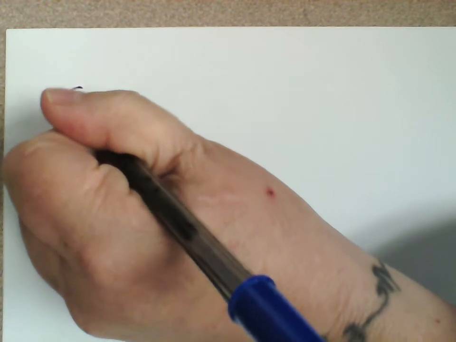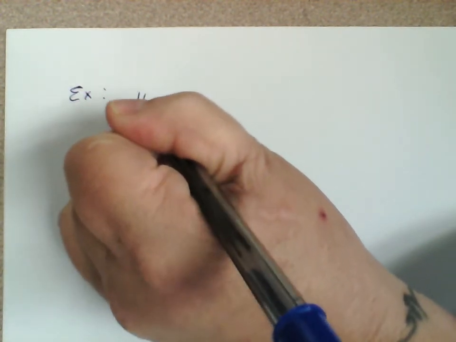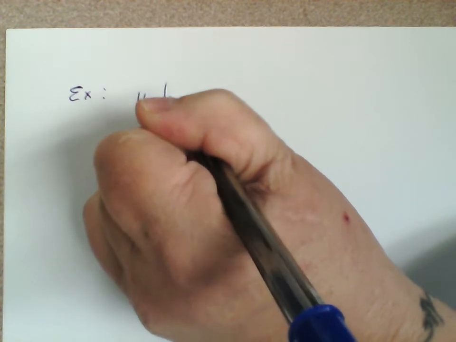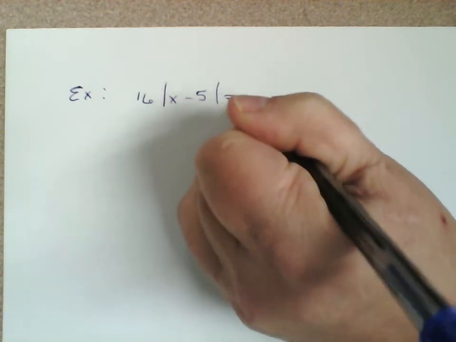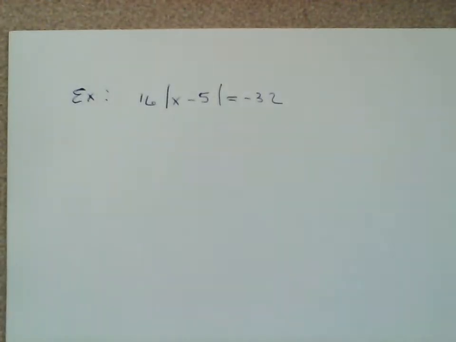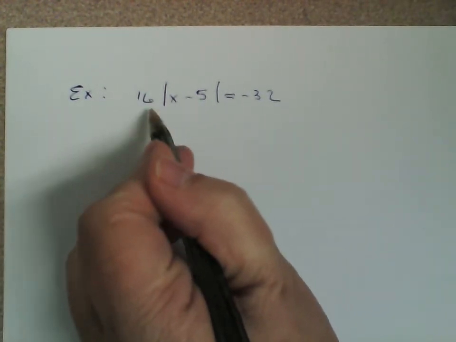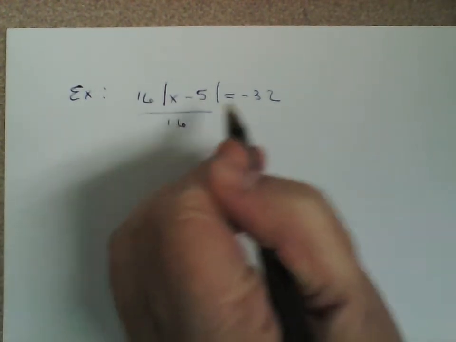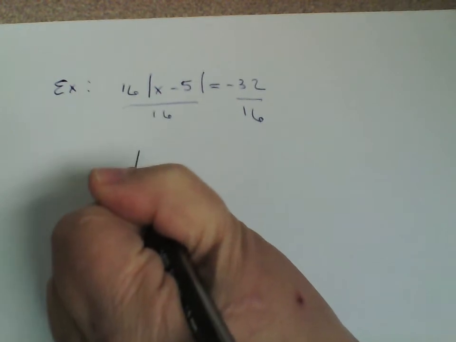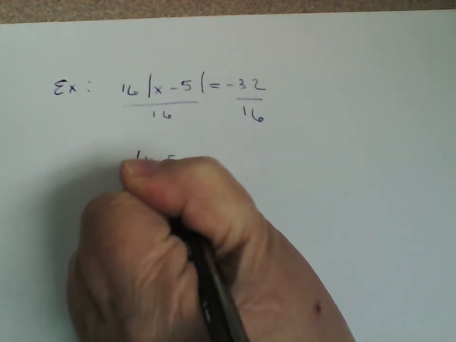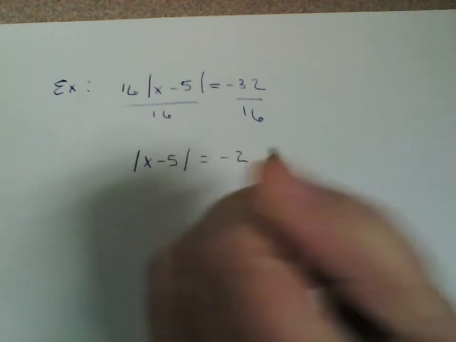Let's look at another example. Say 16 times the absolute value of x minus 5 equals negative 32. Now, the first thing I want to do is pull off anything that's not inside that absolute value. And I have 16 multiplied to it. So I'm going to divide both sides by 16, right? And when I do this, I am left with the absolute value of x minus 5 equals negative 2.